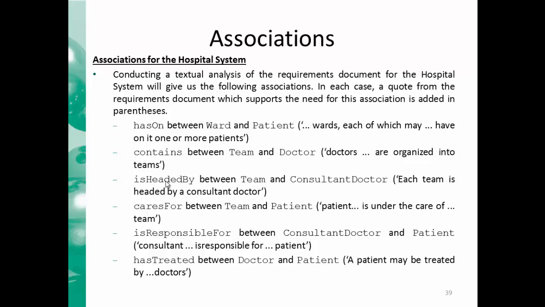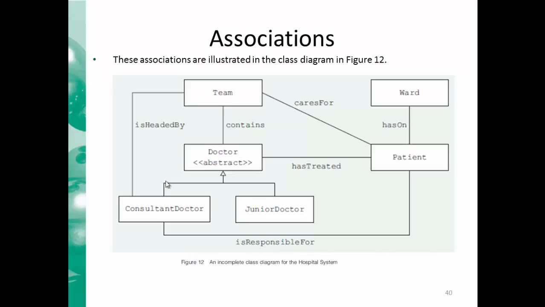Now, as we have done with the DVD library system, we need to go back to the system domain of the hospital system and identify the associations between our identified classes. Going through the same procedure, you can identify the following associations between the hospital system classes. For example, team cares for patient, team contains doctors, and so on.